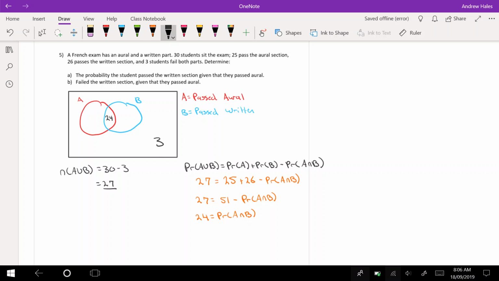And then we know that there's just one person that only passed oral and not the written. And there are 2 people that passed the written but didn't pass the oral exam. And now with that information, these questions are now quite easy.